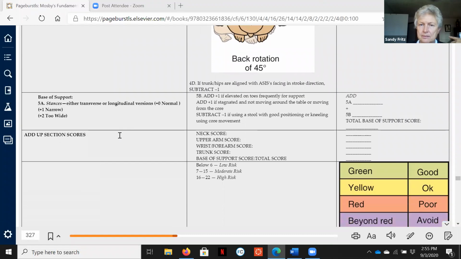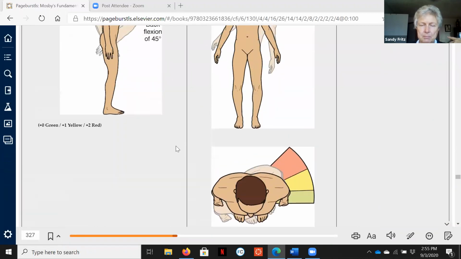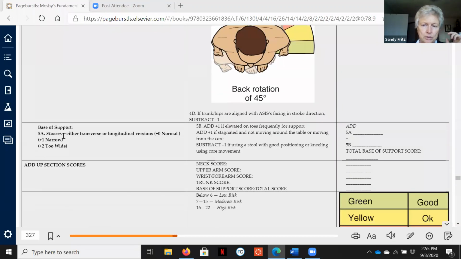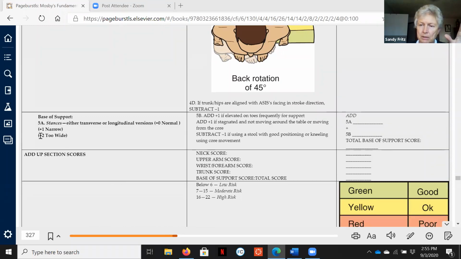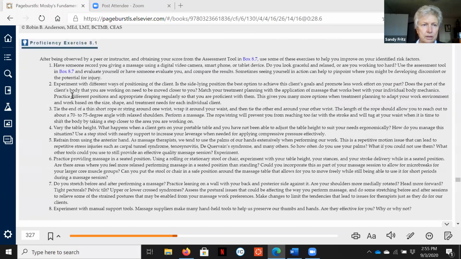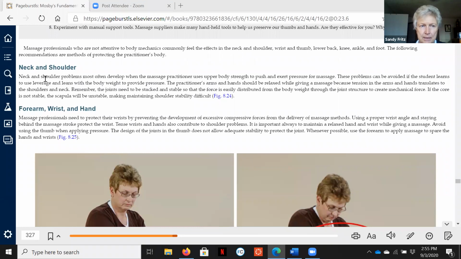So we'll play with this in class. This also can be used with somebody who is observing you that isn't necessarily a massage therapist. They can tell by looking at this kind of where you are. You can self-screen by looking in a mirror. So here are the instructions for a proficiency exercise. And this is what's going to happen now.